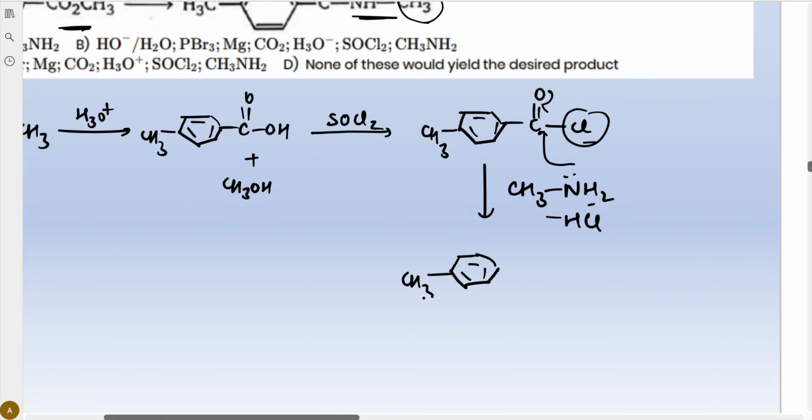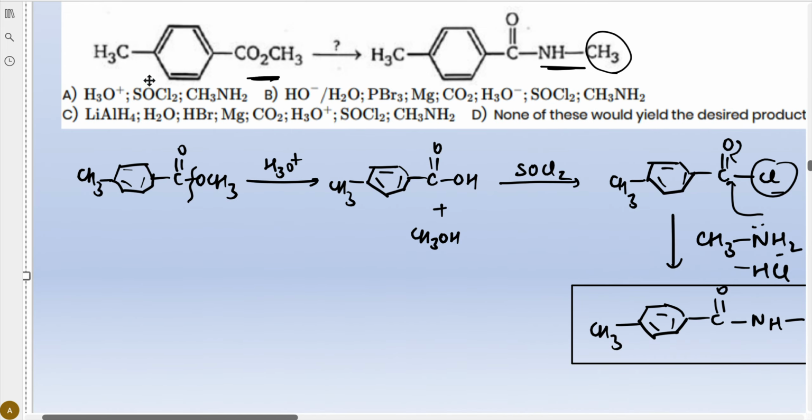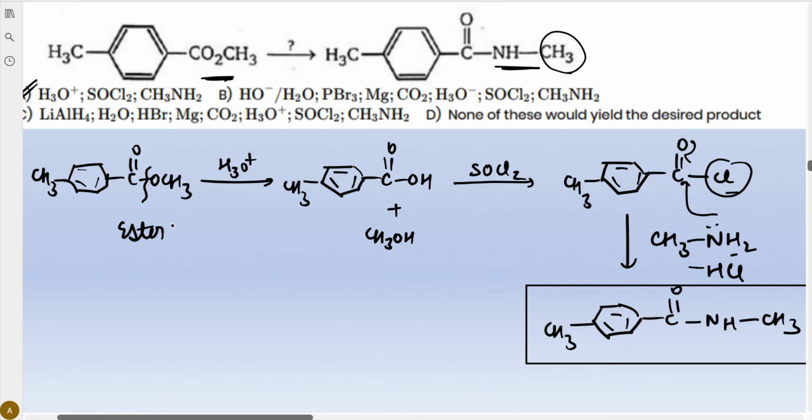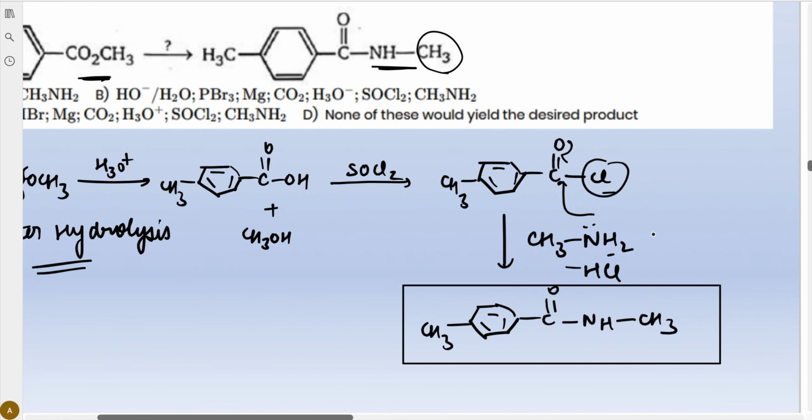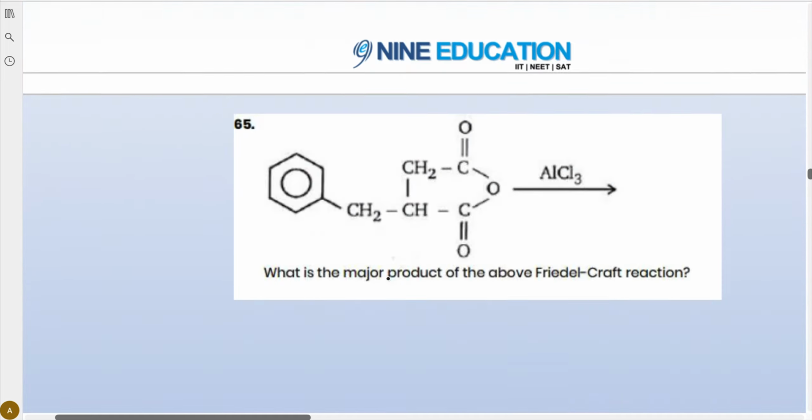So here CH3 is there, and here you will get your NH and CH3. So this amide, a cyclic amide, you can get by this method. So the correct answer according to this should be A. So first do hydrolysis of the ester, then you do SOCl2, and last is what? Acetylation of amines, and then you can get your amides. Simple question. Next, see this question.